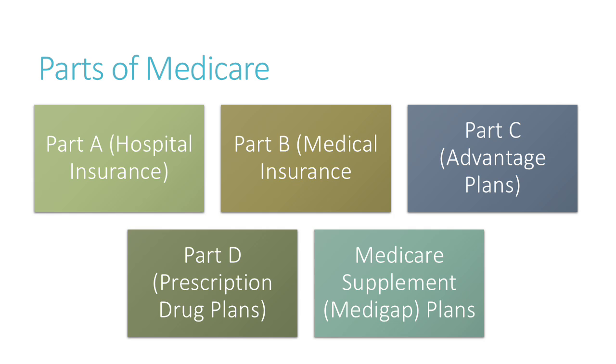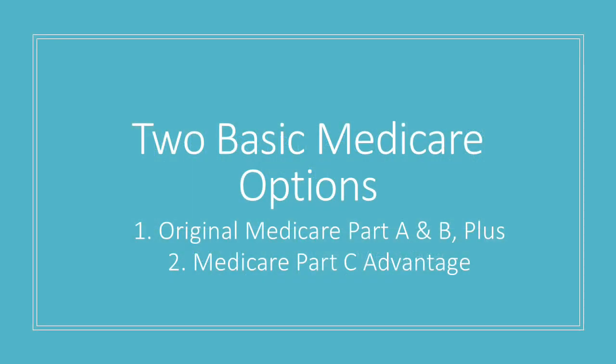In addition, there are Medicare supplements or Medigap private insurance policies offered by insurance companies that cover the costs that Part A and Part B don't cover. For details, watch the video on Medicare Basics Parts A, B, C, and D explained on our YouTube page. Now, let's start by learning more about your 2 basic Medicare options.